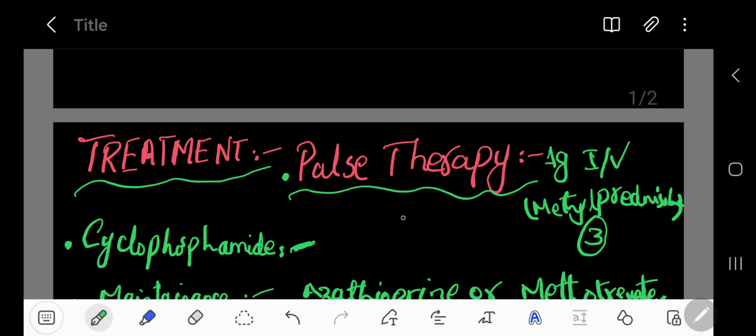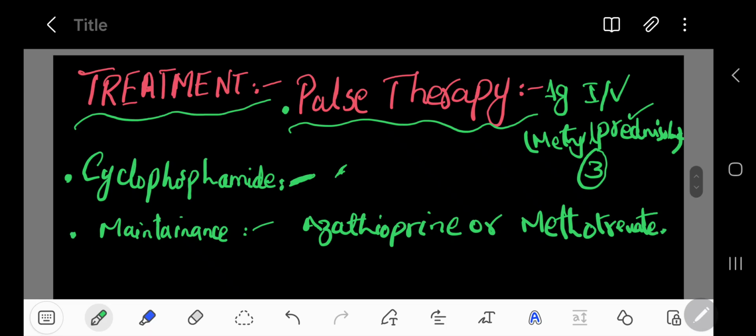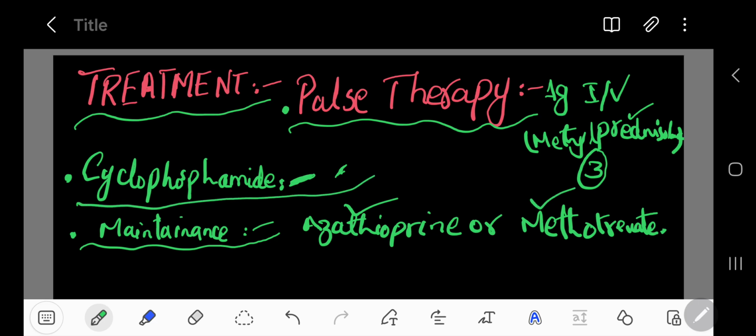immunosuppressant along with this methylprednisolone, and when you give pulse therapy with these two agents, then you have to shift to maintenance therapy when the disease flare is controlled. And maintenance therapy consists of azathioprine or methotrexate. Especially when the disease is controlled by cyclophosphamide, then maintenance therapy mostly depends on azathioprine or methotrexate.